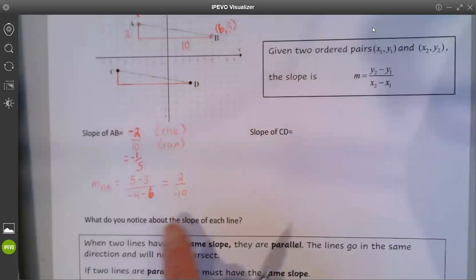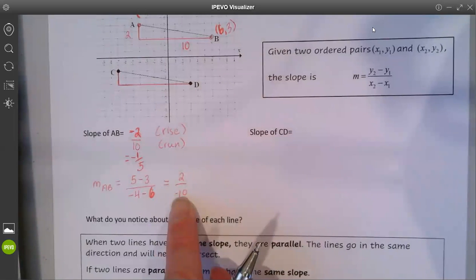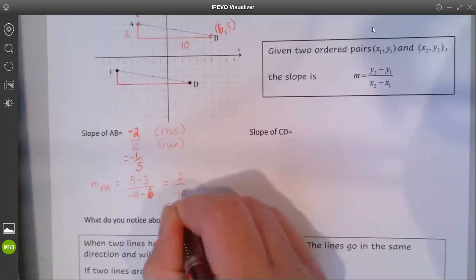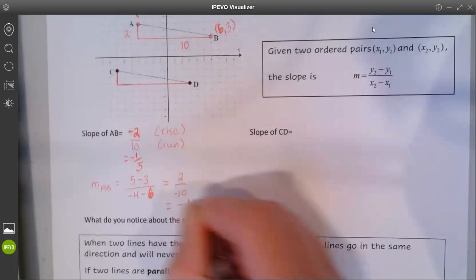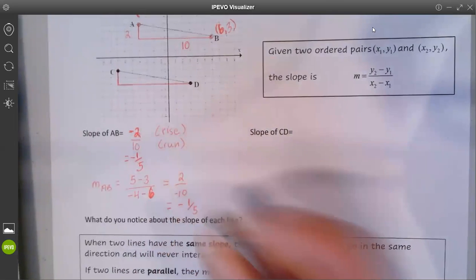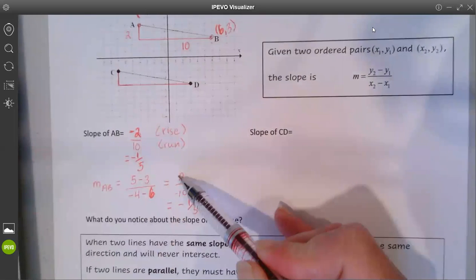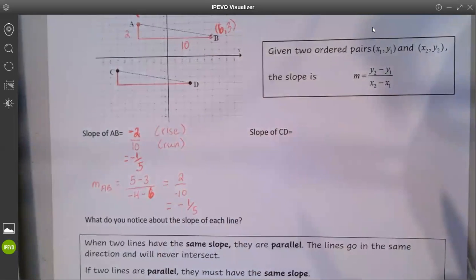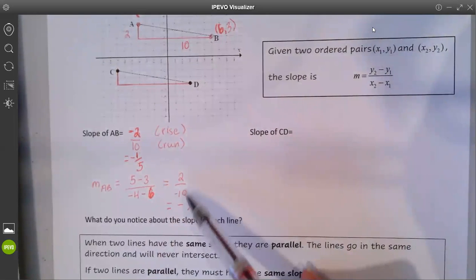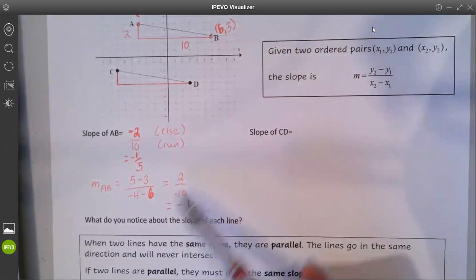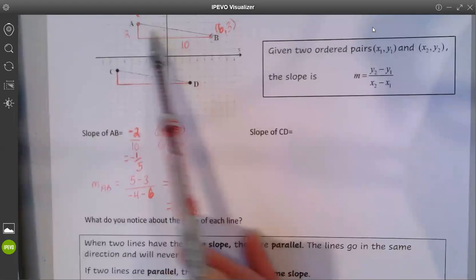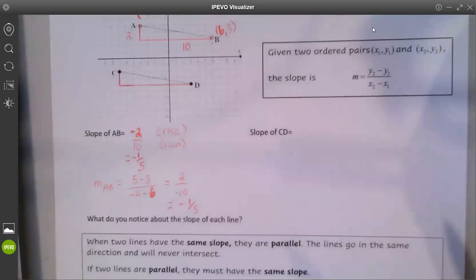The only difference here is that my negative sign is in the denominator, and that's okay, because when we reduce this, it still reduces to 1 over 5. The negative sign can go in the numerator, it can go in the denominator, or it can go in front of the fraction. The important thing is that the overall slope is negative, which makes sense because our line is going downward, so it has to have a negative slope.